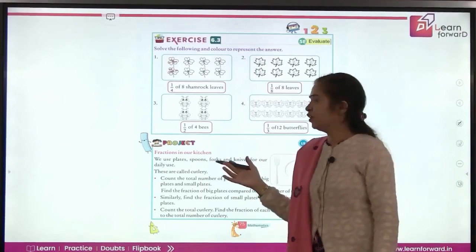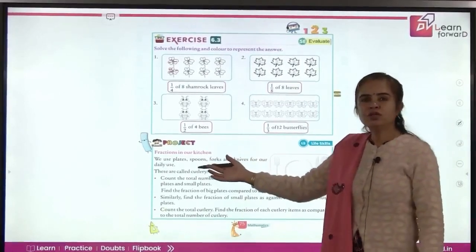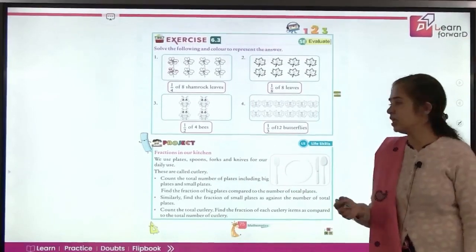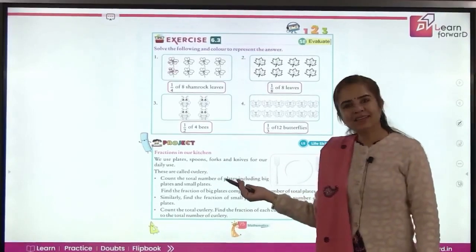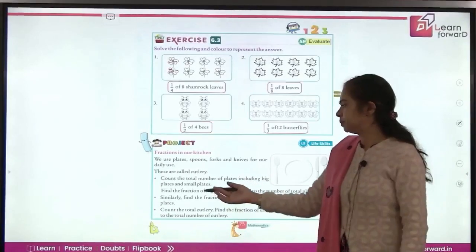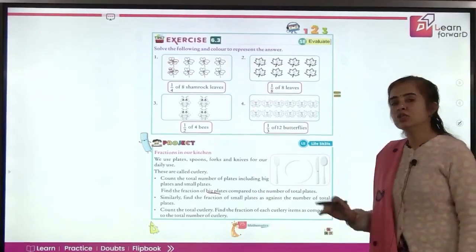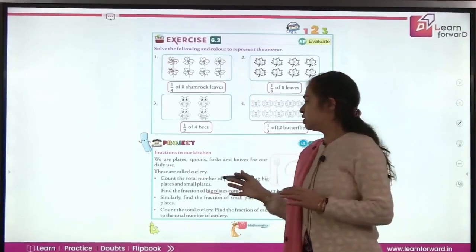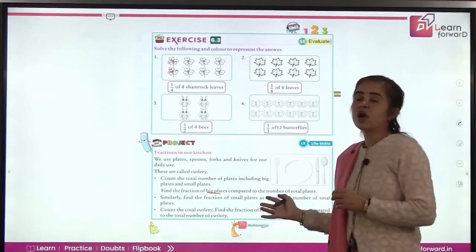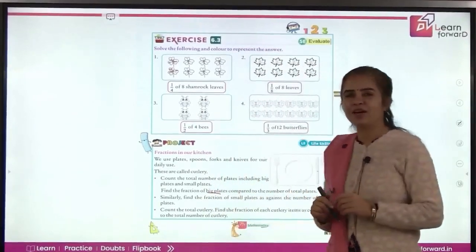Now, here's a project for you. Fractions in your kitchen. So, let's see what you have to do. We use so many utensils in the kitchen, isn't it? Plates, spoons, forks, knives that you use daily. These are called cutlery, you know that. Count the total number of plates, including big plates and small plates. Find the fraction of big plates compared to the number of total plates. So just count how many of each of these items you have, and write the fraction. Out of the total plates, what is the number of big plates? Write down the fraction and do this in your kitchens, children.